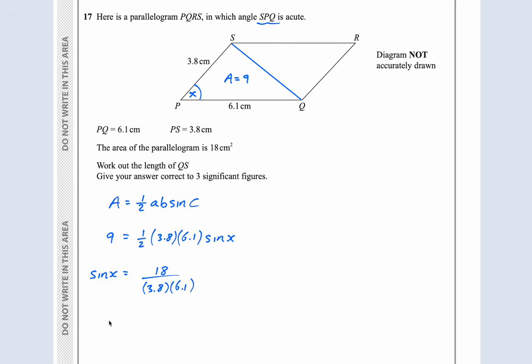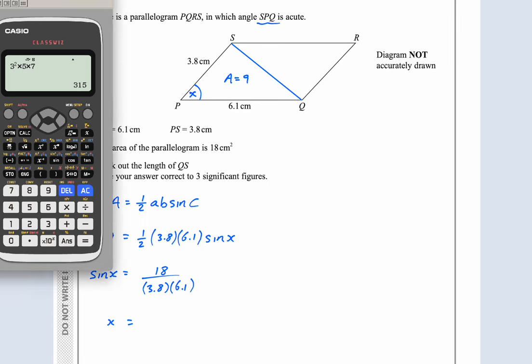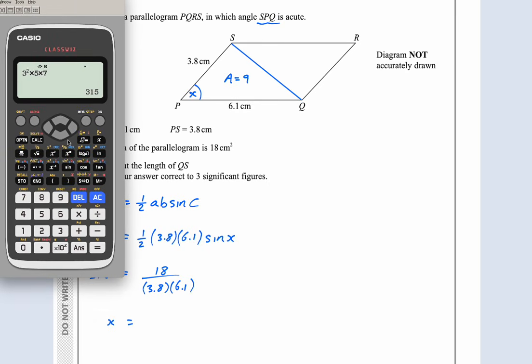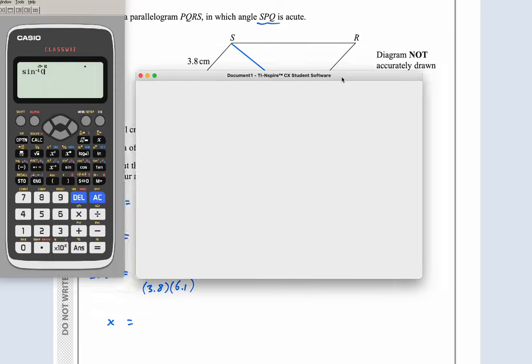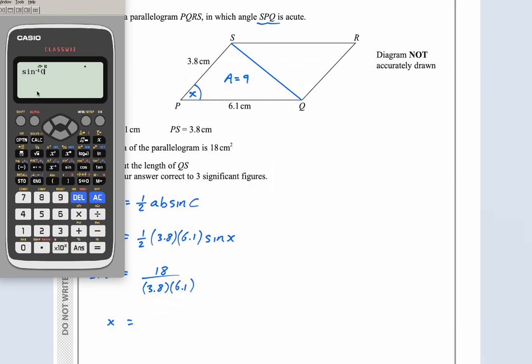Now once I have sine X, I can get X using the inverse sine formula. So I'm going to do inverse sine, sorry guys, I opened the wrong calculator. Inverse sine of 18 over 3.8 times 6.1, and I get 50.944.